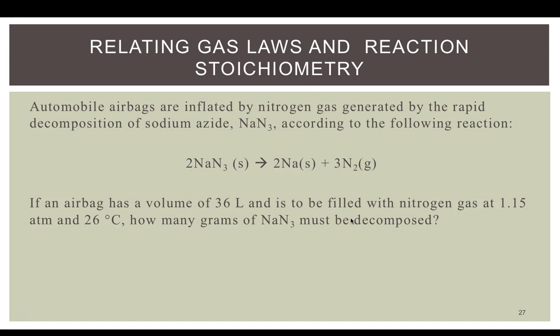It says if an airbag has a volume of 36 liters, we can immediately assume this reaction happens very, very quickly. So this generated N2 must possess a volume of 36 liters, because solids possess only very small amounts of volume, especially when you start with a small amount. So the majority of this 36 liters, and we're going to assume all of it, is filled with nitrogen gas. And it tells us the pressure of the airbag, which is 1.15 atmospheres.